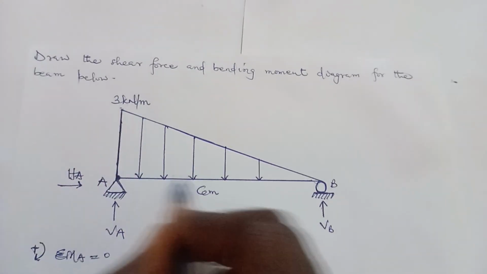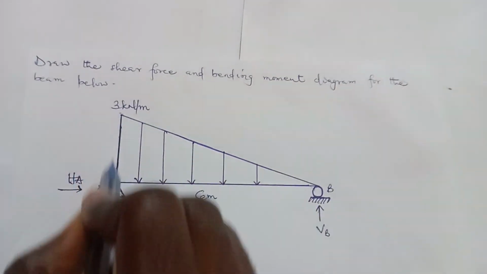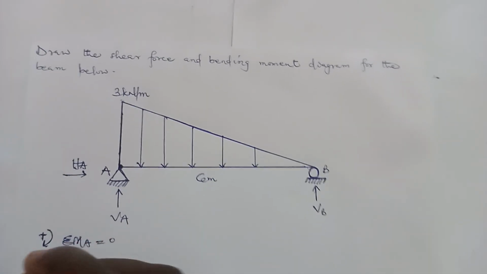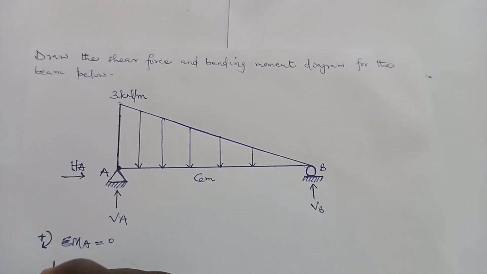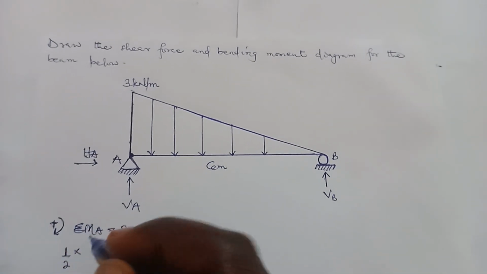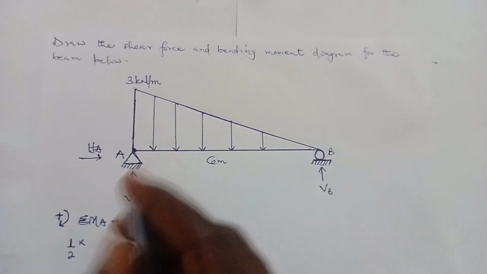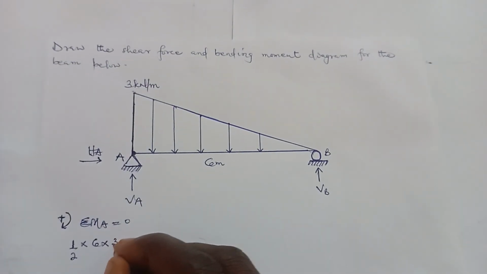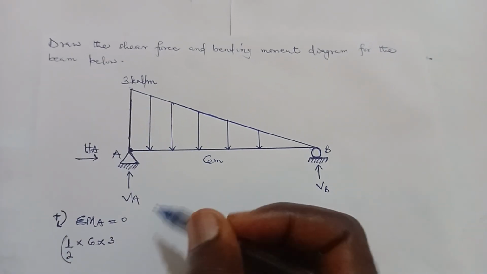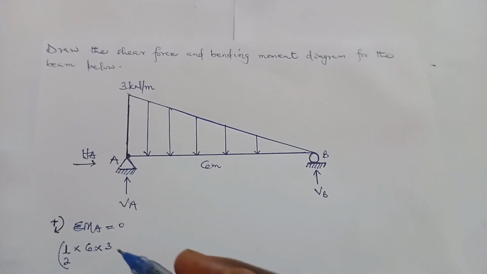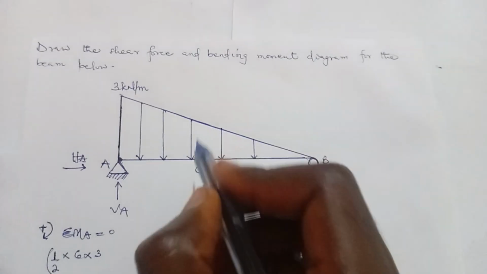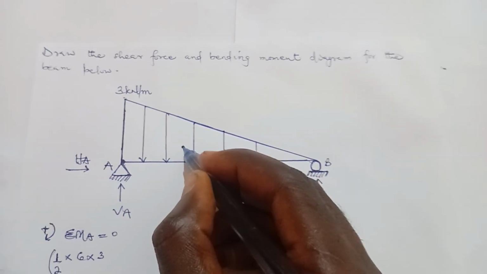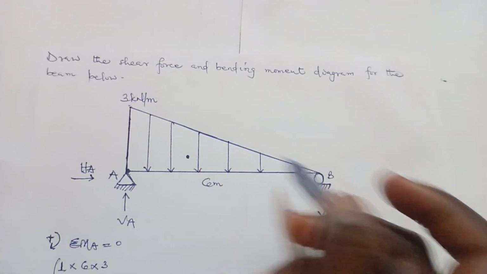And to get the force of this triangular load, we need to find the area of this triangle. So to find the area, it's going to be half of the base of the triangle, which is 6, times the height, which is 3. So this area of the triangle has given us the force. And we know that the force will always act at the centroid of that figure. So it will act at the centroid of the triangle.